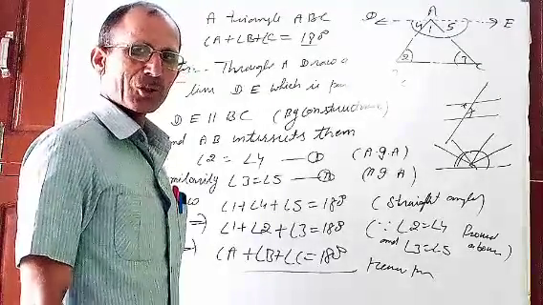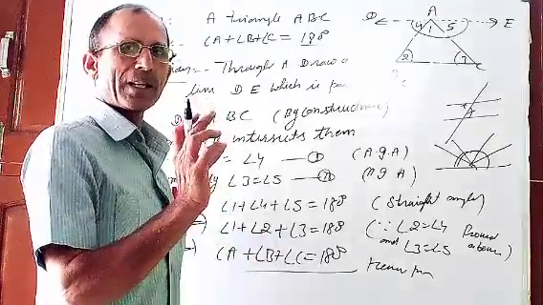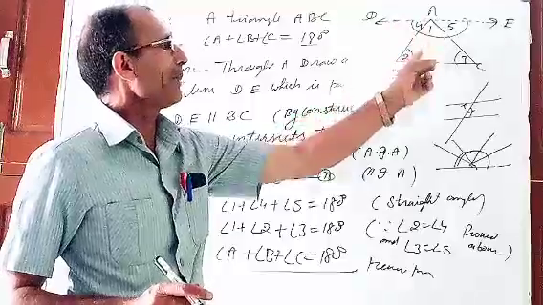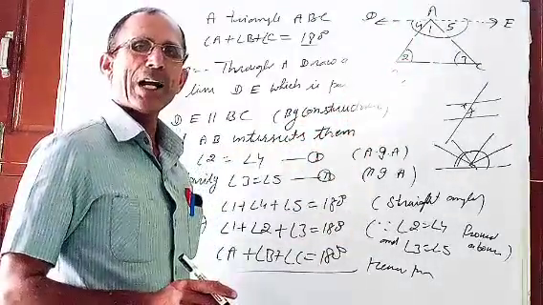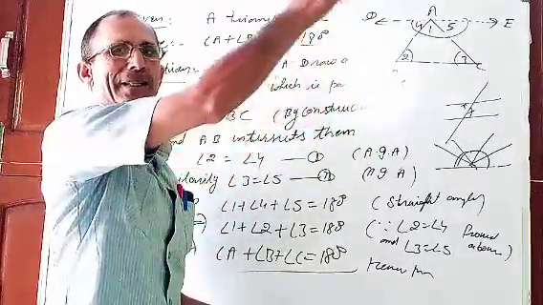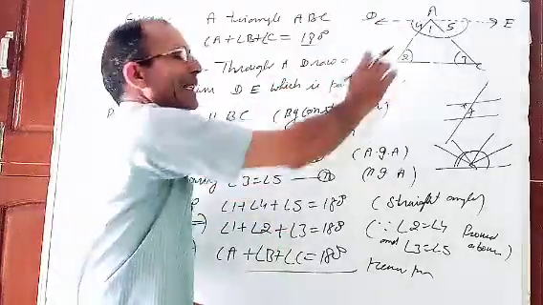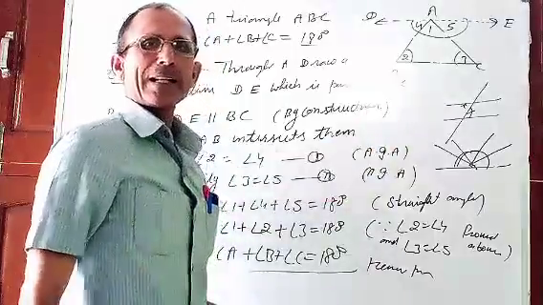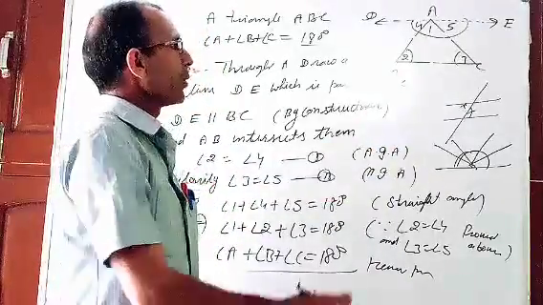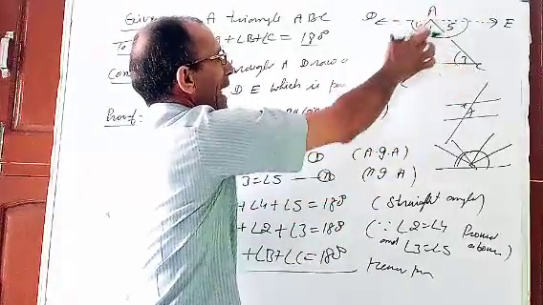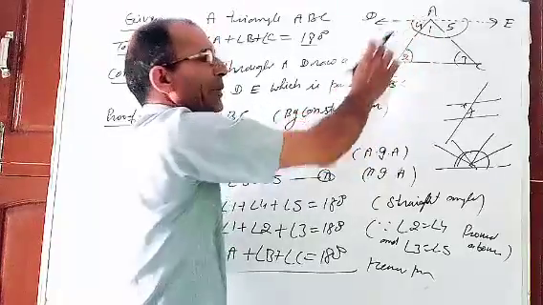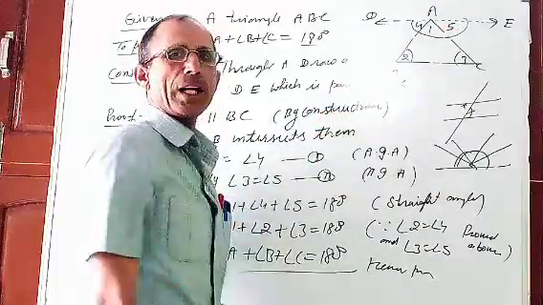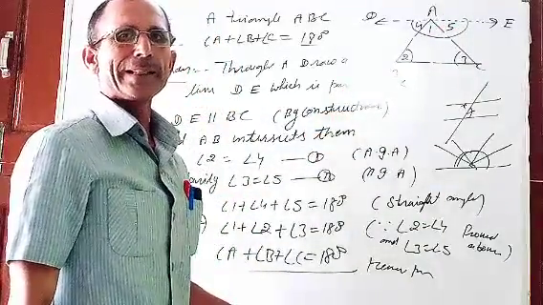Once again I am repeating: the sum of the angles of a triangle is 180. Triangle ABC is given. I constructed DE parallel to BC. Which rule did we apply here? If two parallel lines are intersected by a transversal, then alternate interior angles are equal. And a straight angle always measures 180. So first, DE is parallel to BC and AB intersects them, therefore angle 2 is equal to angle 4, alternate interior angles. The same rule I applied here: angle 5 is equal to angle 3, alternate interior angles.